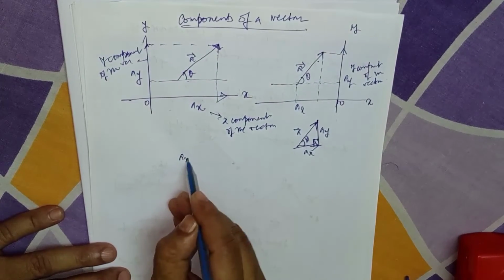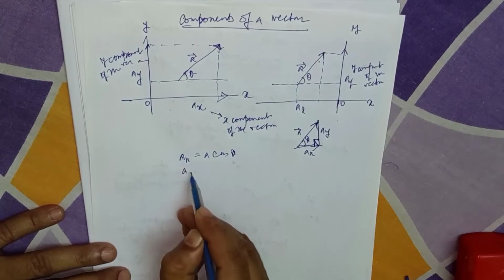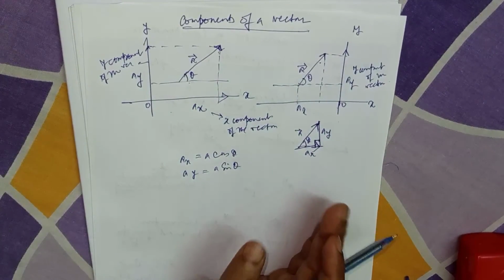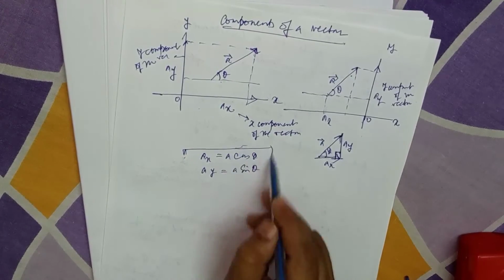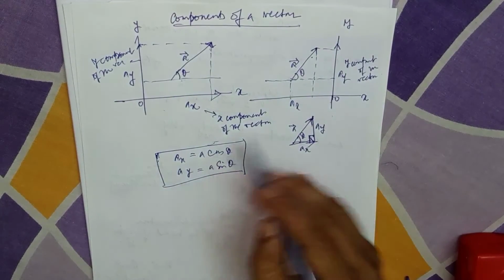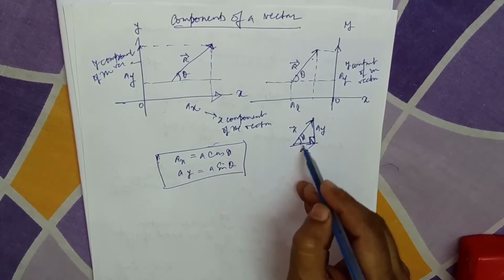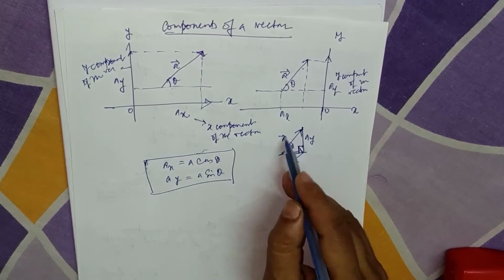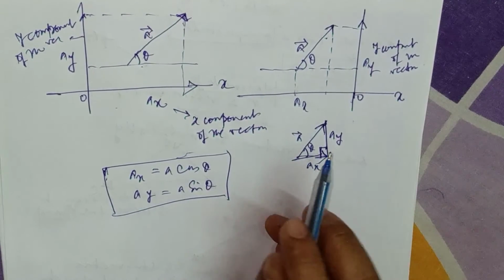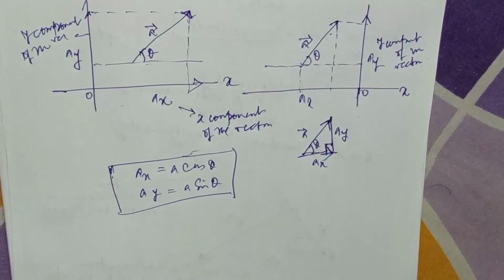So the x component ax will be what? A cos theta, and ay will be a sin theta. So these are the components of vectors. These are very important. So this is how we can break the vector into the x component and the y component. ax is equal to a cos theta, if the angle is theta between vector a and the x component, and ay will be a sin theta. Now these are the components of the vector.